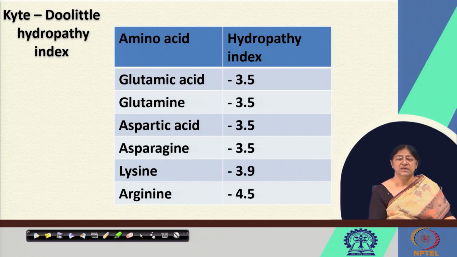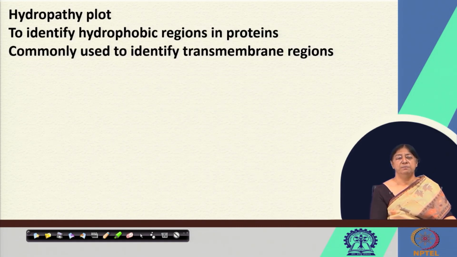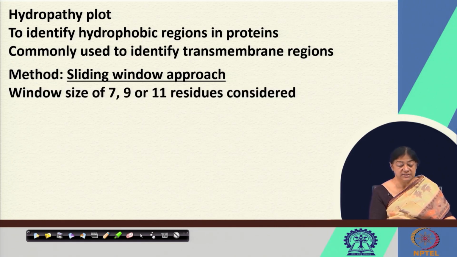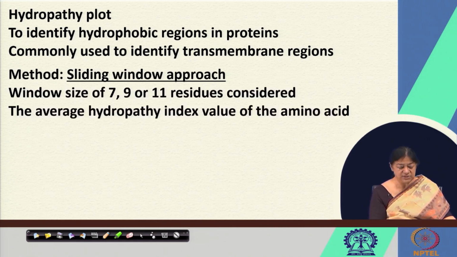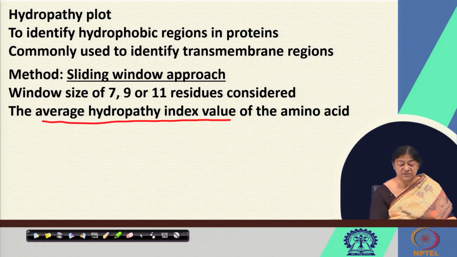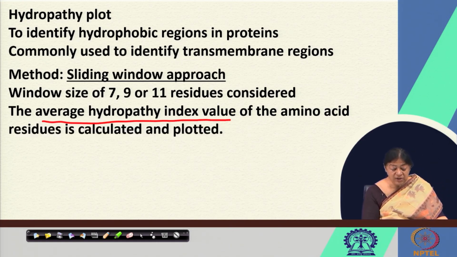Now, how does this help us? If we have amino acids one after the other in a particular series, we can identify hydrophobic regions in proteins, and this is commonly used to identify transmembrane regions. We will look at membrane proteins as well. There is a method called the sliding window approach, which we will address in a simple manner, looking at a specific window size. We will explain what this means in a moment. It involves calculating an average hydropathy index value of the amino acid residues, and we plot this.